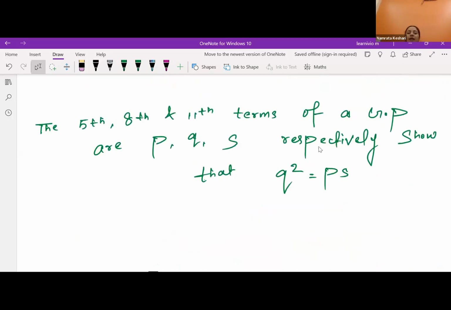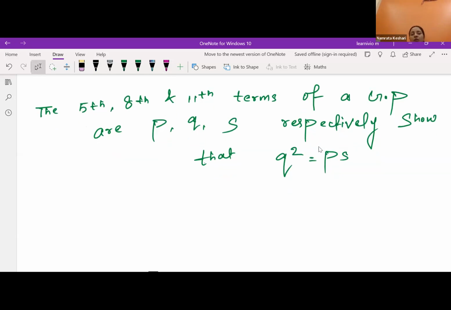The fifth, eighth, and 11th terms of a GP are given to us as P, Q, S respectively. Show that Q square is equal to PS. Okay, we don't know how to prove it. Here, so many proof-based questions we will do, and every time we will ask ourselves what to do over here. And every time, if the answer is we don't know what to do, then just follow the rule. I mean, follow the question.